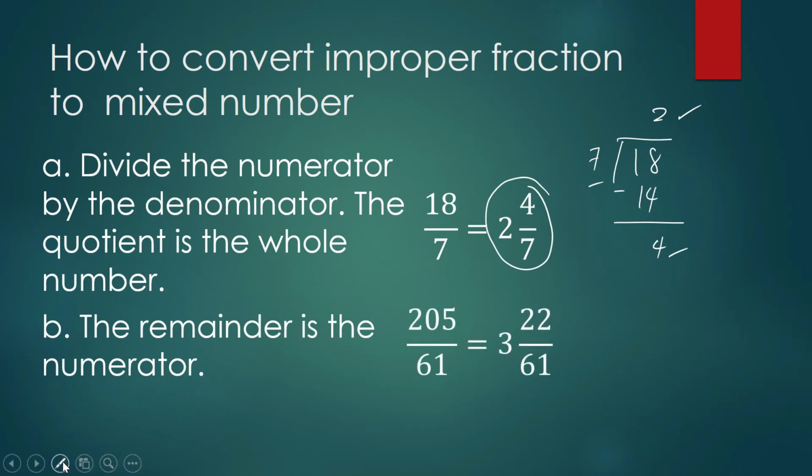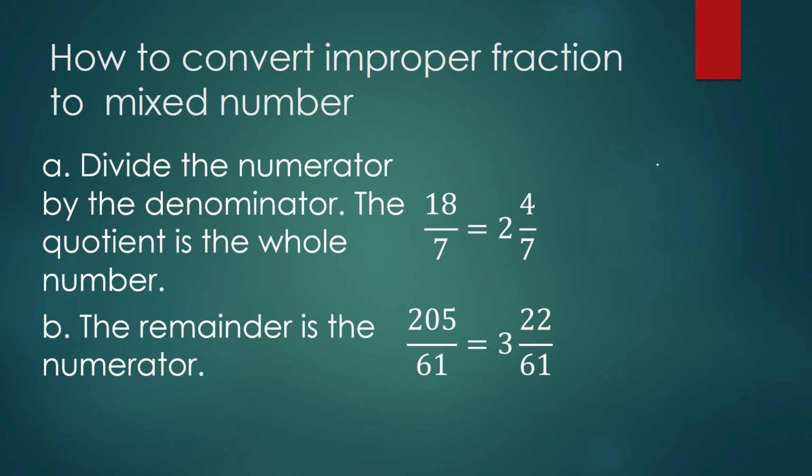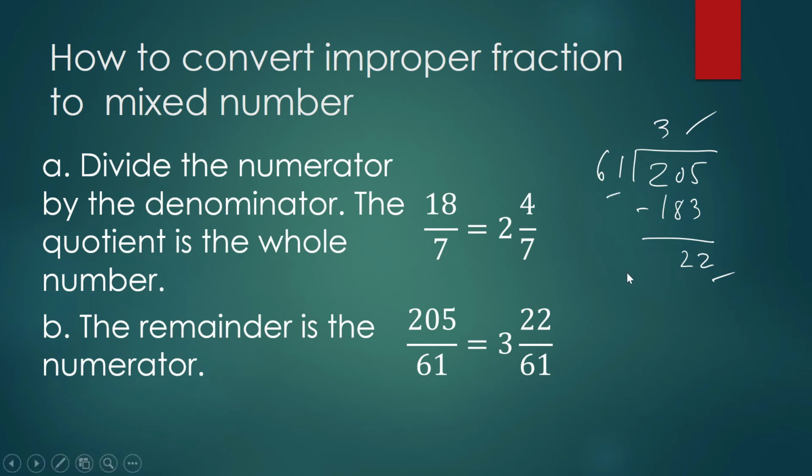How about 205 divided by 61? Let us practice long division. 205 divided by 61 is the same as 3. That's the whole number part of your mixed number. This is the numerator and this is the denominator. So it is equal to 3 and 22/61.